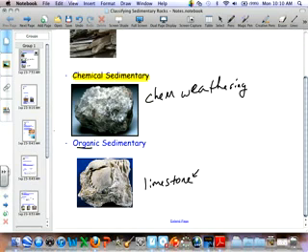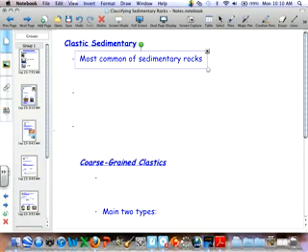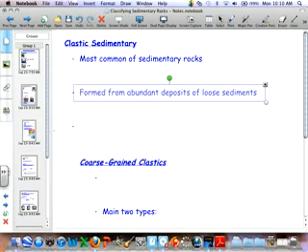So what I want to do now is take a look at our clastic sediments in more detail. Remember, this is the most common type of sedimentary rock. That's worth noting. And that's because we get this abundance of loose sediments. If we don't have a whole bunch of loose sediments, you're not going to form a rock. If you take a pile of sand and dump it in your backyard, that will not create a rock.